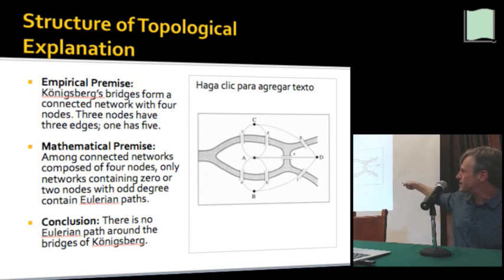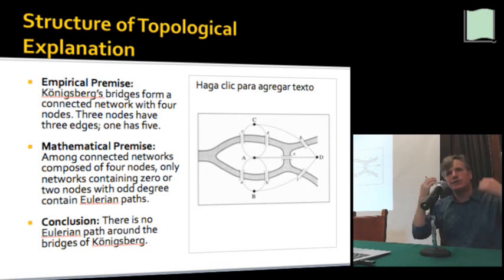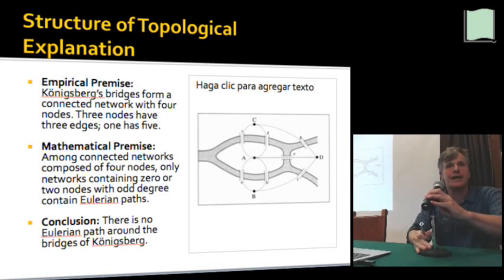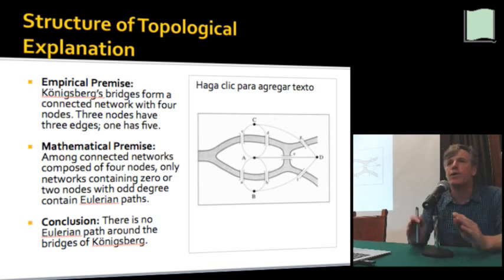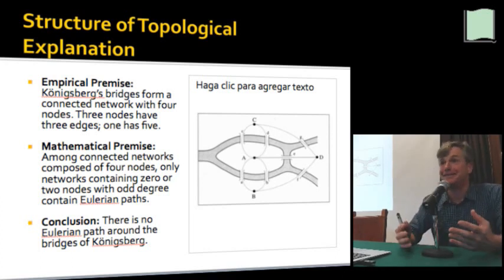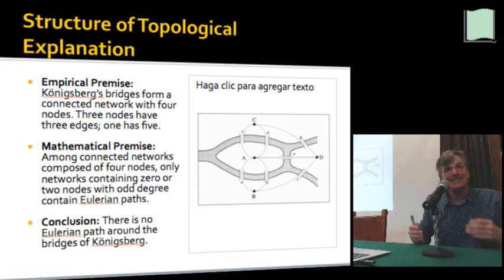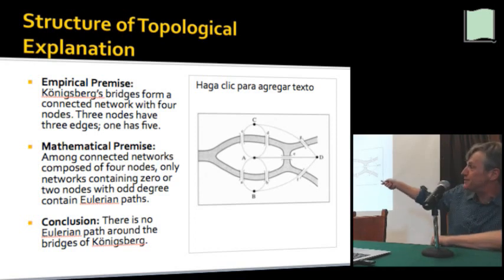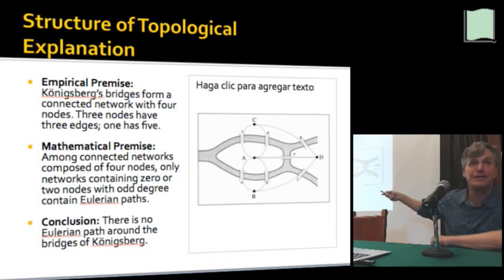But the intuition here was that it was impossible, that trying to do that would engage you in a kind of impossibility. If you go to Königsberg and take a walk and you can't hit all of the bridges exactly once, and you want to know why you can't do this, the answer might be given in two premises, an empirical premise and a mathematical premise. The empirical premise just tells you about the layout of Königsberg. It says that Königsberg's bridges form a connected network with 4 nodes, and three of the nodes have 3 edges, and one of them has 5.